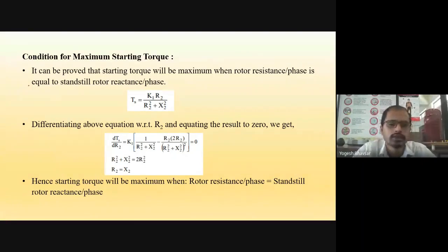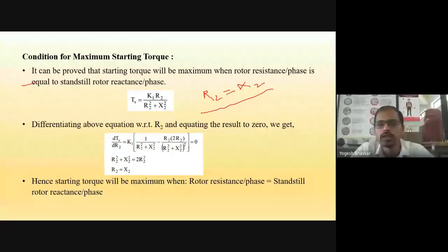It can be proved that the starting torque will be maximum when the rotor resistance R2 is equal to the rotor standstill reactance X2. This is the condition. At this condition we will get the maximum starting torque. R2 should be equal to X2. Then and only then can we achieve maximum.